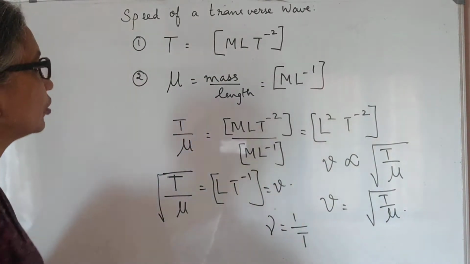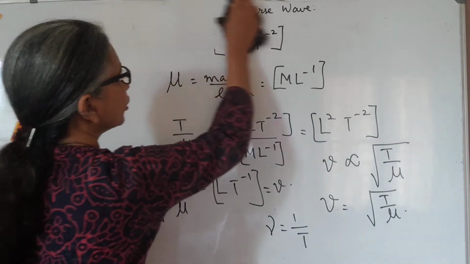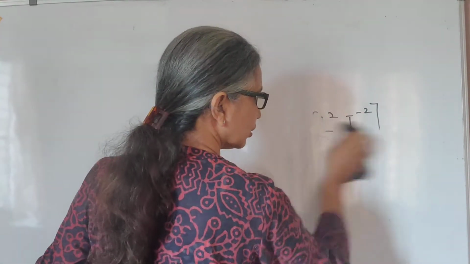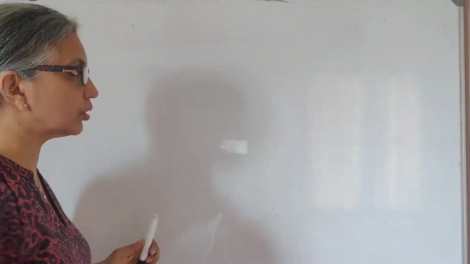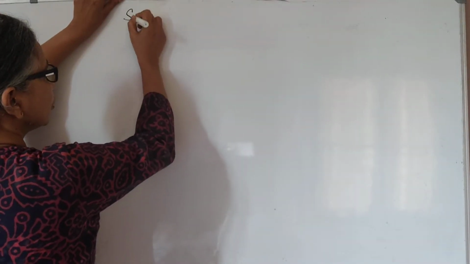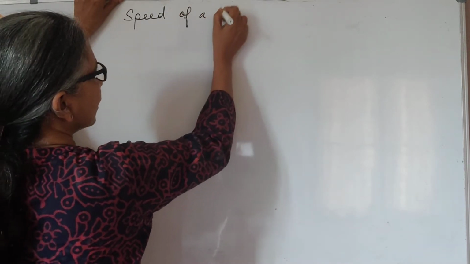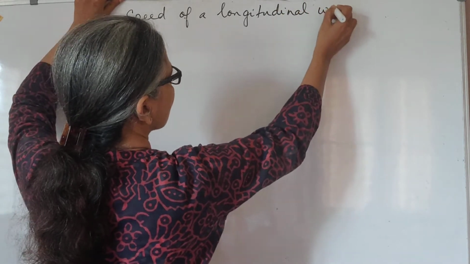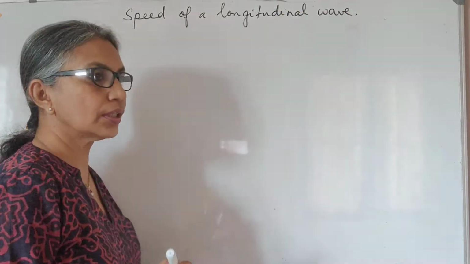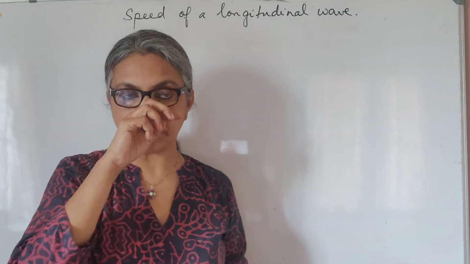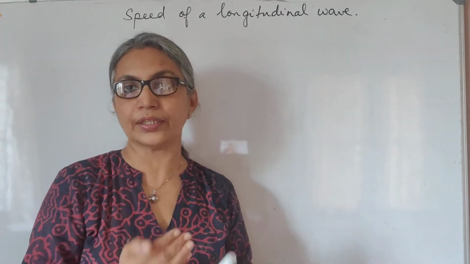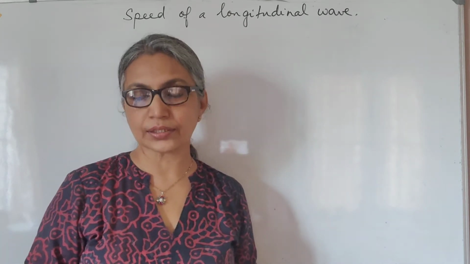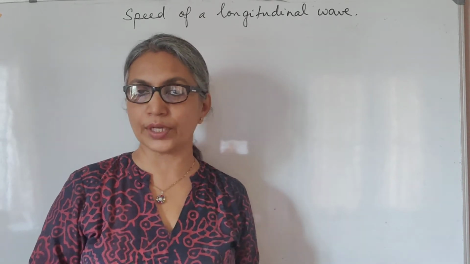Now we go on to discuss the speed of a longitudinal wave. In our last session, we discussed both transverse waves and longitudinal waves, and I told you that a longitudinal wave travels in the form of compressions and rarefactions. So the property of a medium that deals with changes in volume and therefore density, that is the bulk modulus, is an important factor that determines the speed of a longitudinal wave in a medium.